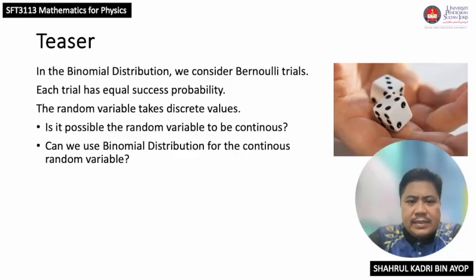In the binomial distribution in the previous lesson, we considered what we call Bernoulli trials, where each trial has equal success probability, and the random variable takes discrete values. So it can have one success, two successes, and so on. So is it possible for the random variable to be continuous rather than discrete? This means any number. Can we use the binomial distribution for continuous random variables? We will look into this in this lesson.